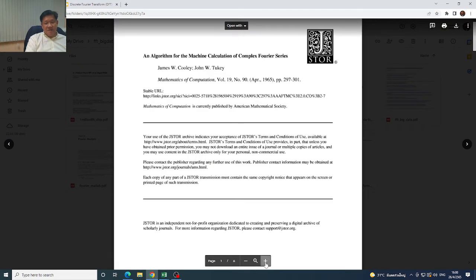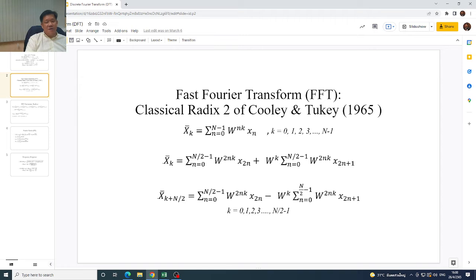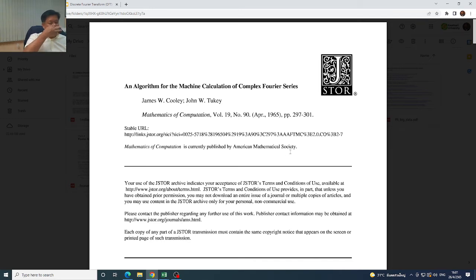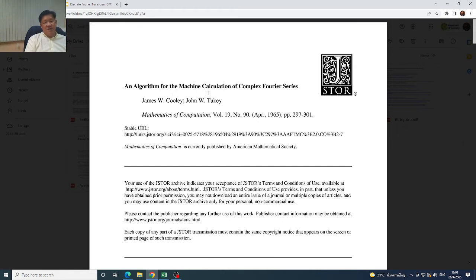But we have to go to this paper. This is a very important paper. Remember Cooley-Tukey, 1965, April. It was published in the journal Mathematics of Computation, a very well-known and famous journal published by the American Mathematical Society. Even today, this journal still exists, and this is one of the landmark papers. But look at the name of the paper: An Algorithm for the Machine Calculation of Complex Fourier Series.